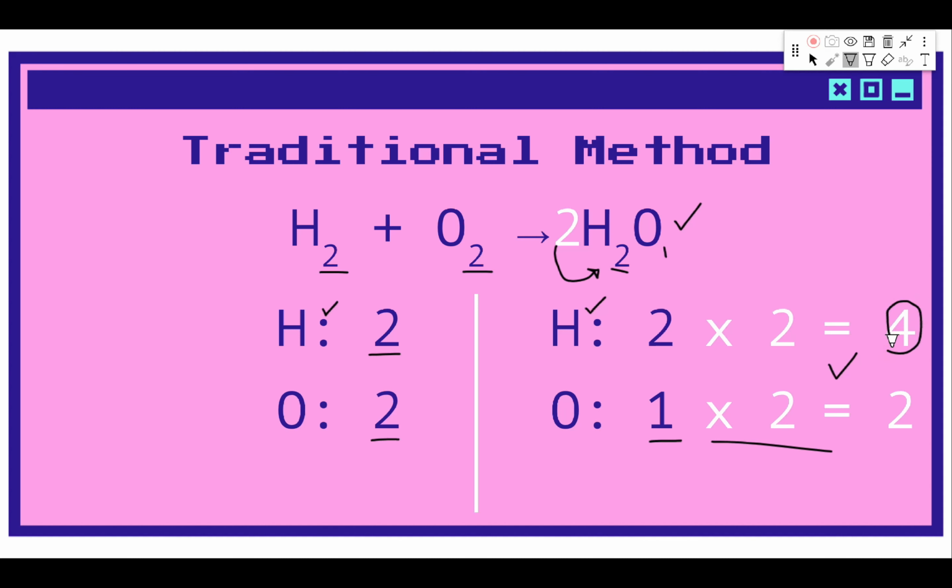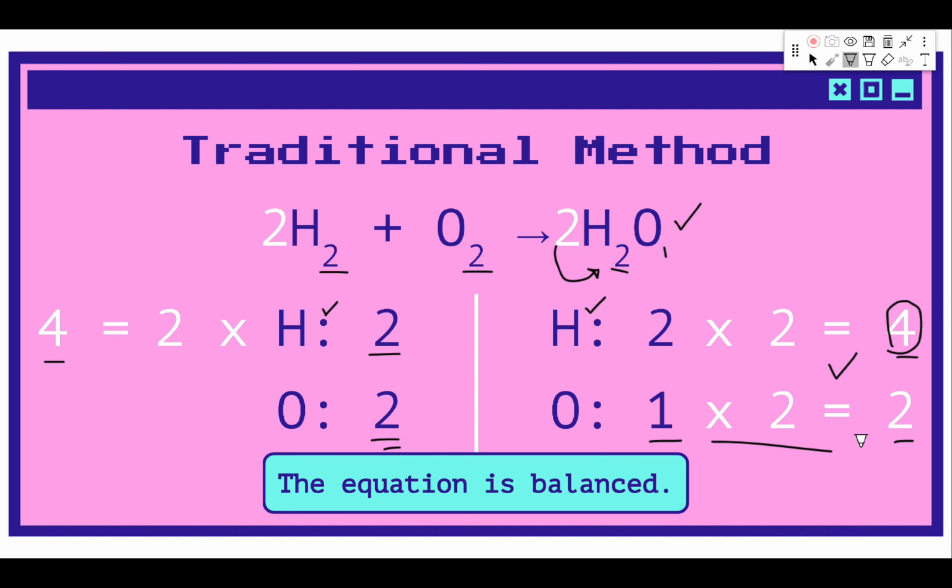So what I will do next is to multiply 2 in the product side to get 4 hydrogen atoms and write 2 here as well. Now let's check. I have 4 hydrogen atoms, 4. I have 2 here and 2 here. So we can say that the equation is balanced.